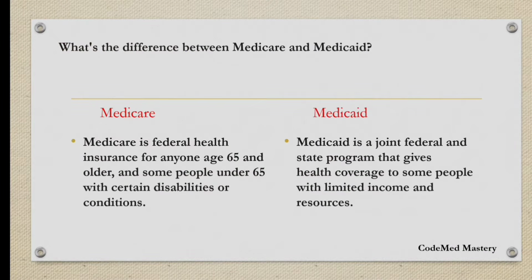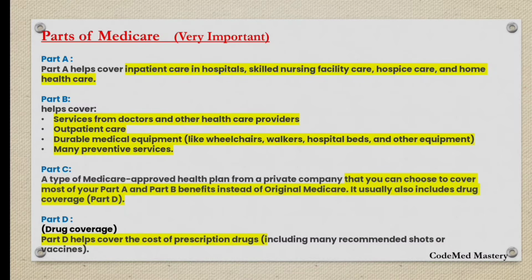Now let us learn what is the difference between Medicare and Medicaid. Medicare is a federal health insurance for anyone aged 65 and older and some people under 65 with certain disabilities or conditions. And Medicaid is a joint federal and state program that gives health coverage to some people with limited income and resources. Please remember this. I am focusing only on the main things that will be asked in your CPC exam. You should know what is Medicare and what is Medicaid.